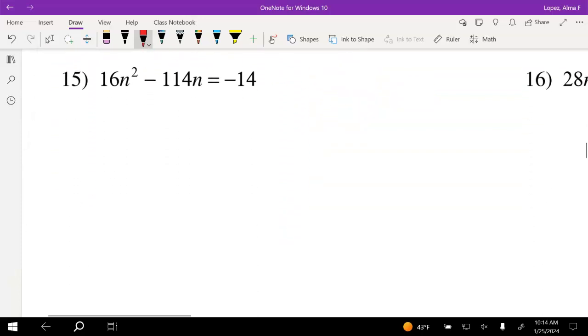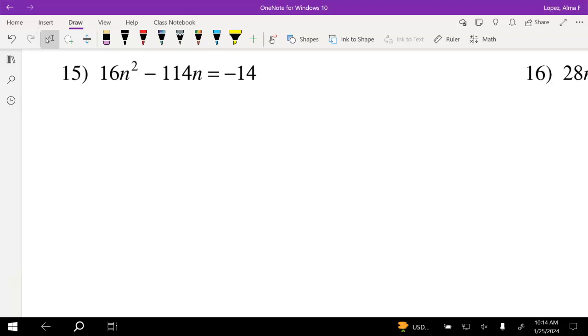Let's look at number 15. And again, I'm going kind of fast trying to get this finished, but you can always slow me down by pausing and working ahead yourself. Now on this one, 16n squared minus 114n, and the negative 14 is on the wrong side. I need to move him back over to the left-hand side. When I do, I get a positive 14.